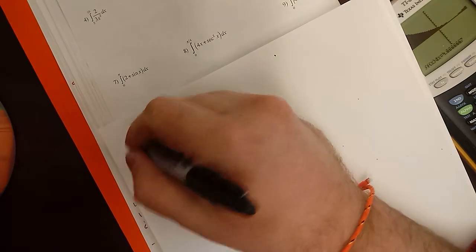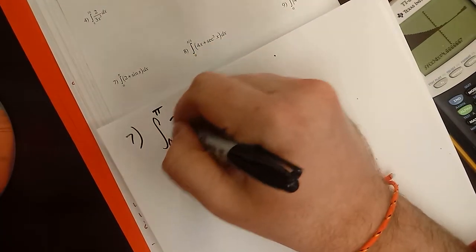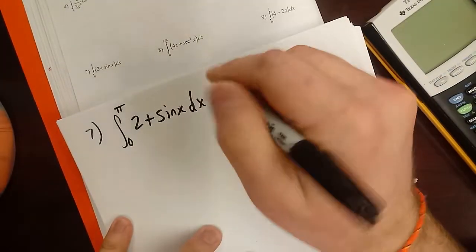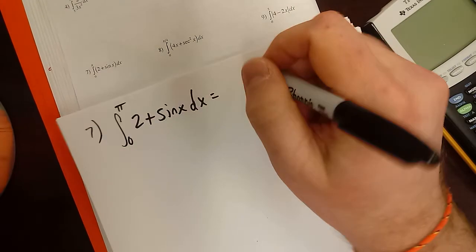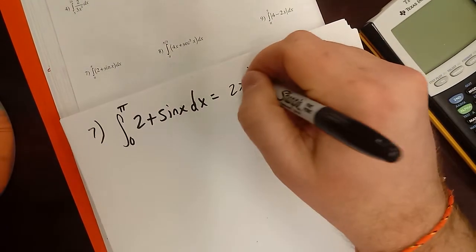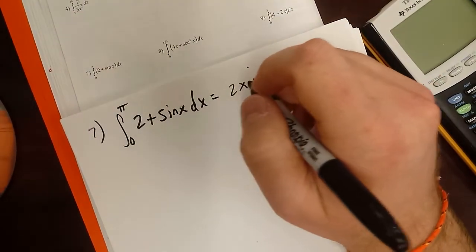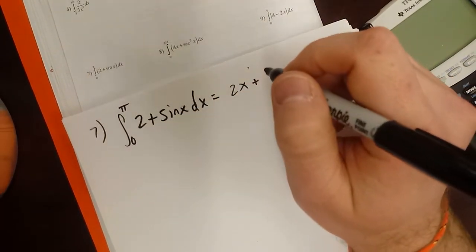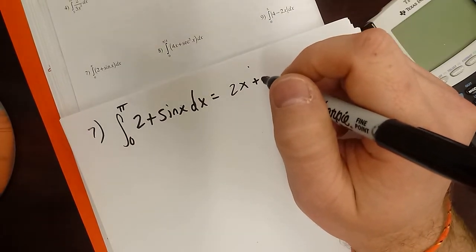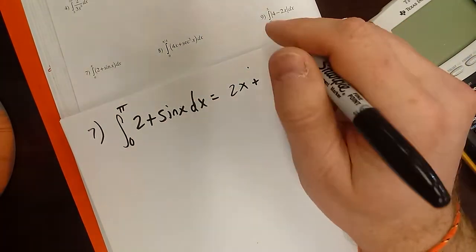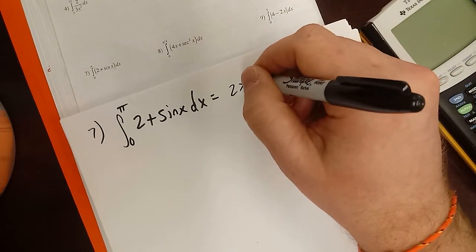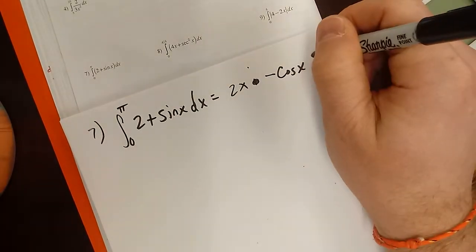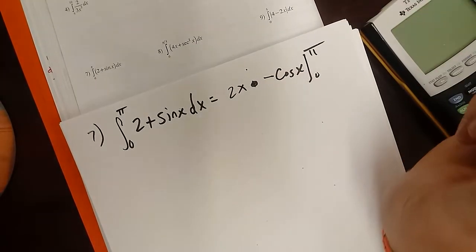So number 7 goes from 0 to pi of 2 plus sine x dx. Pretty straightforward. We know the antiderivative of 2 is 2x, and the antiderivative of sine is whatever I took the derivative of to get sine. So I took the derivative of cosine to get sine. But wait, when I take the derivative of cosine, I get negative sine. So the derivative of negative cosine will get me sine. And we'll go from 0 to pi.